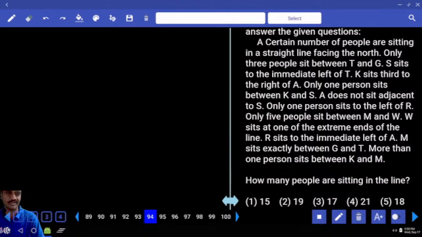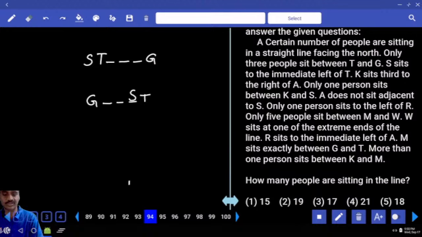Clear? Then only 3 people between T and G. మా టీకి జీకి మధ్యలో ఎంతమంది? 3 people. Now between T and G there are 3 people, or between G and T there are 3 people. How many possibilities do we have? 2 possibilities. S sits to the immediate left of T.